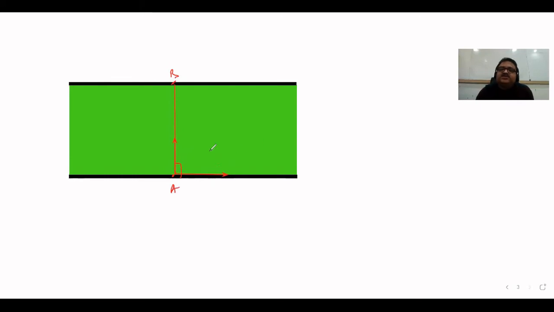As a result, instead of reaching at this point, the man will reach somewhere at this point. And this is called drag. That means the river pushes the man by some distance. That is called the calculation of drag. Now, what is the value of the drag? How do we calculate it?